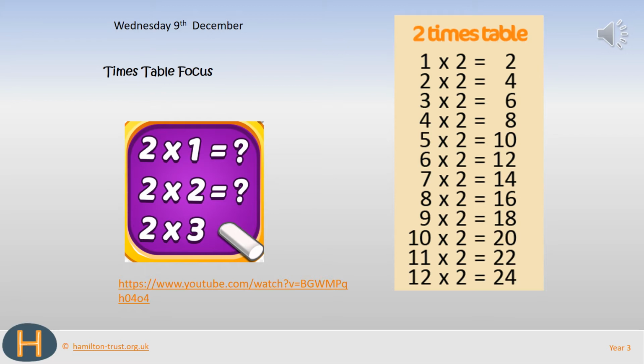1 times 2 is 2. 2 times 2 is 4. 3 times 2 is 6. 4 times 2 is 8. 5 times 2 is 10. 6 times 2 is 12. 7 times 2 is 14. 8 times 2 is 16. 9 times 2 is 18. 10 times 2 is 20. 11 times 2 is 22. And 12 times 2 is 24.